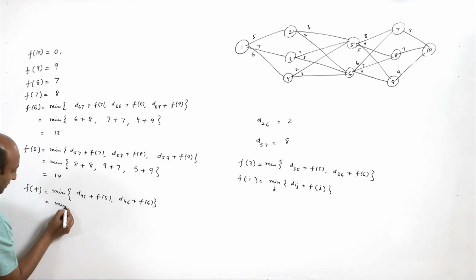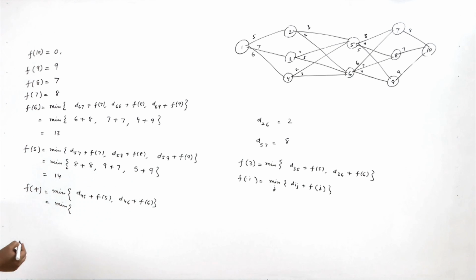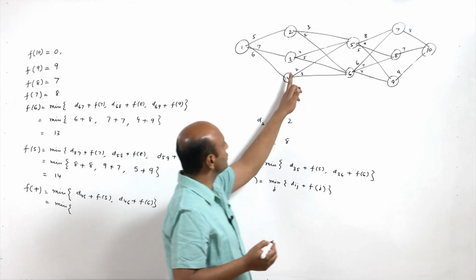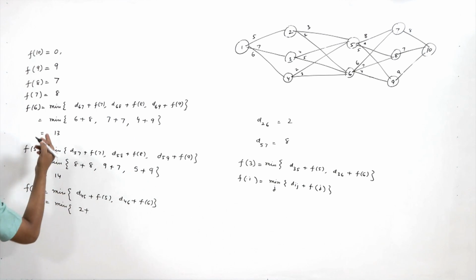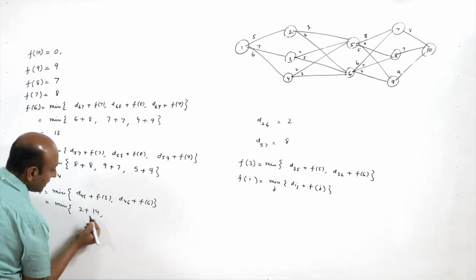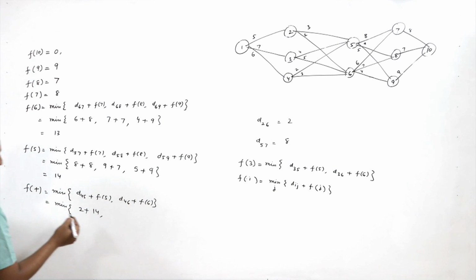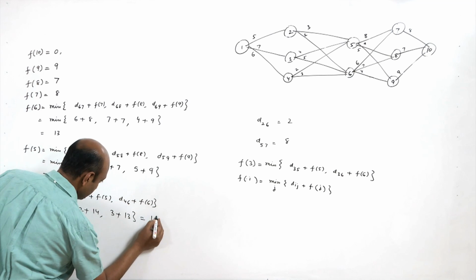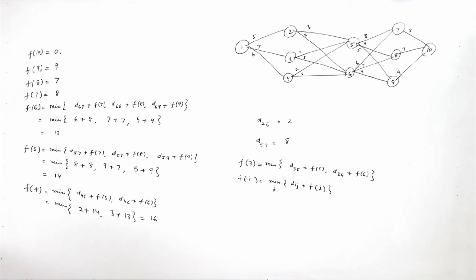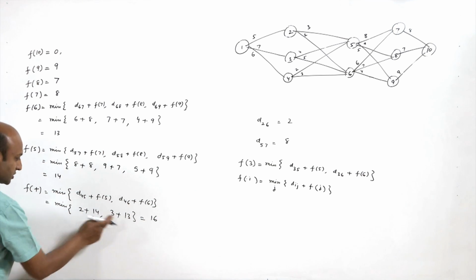D45 is the distance between node 4 and node 5, that is 2. 2 plus F5, F5 is 14. Then D46 is 3, 3 plus F6 is 13, so it is 16. The minimum is 16 at both the points.